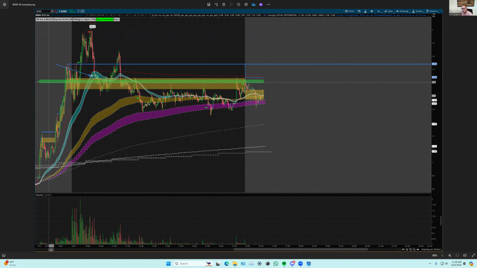This thing goes down, I cover half at the 1 minute J lines. And once again, once that happens, I lower my stop to break even.